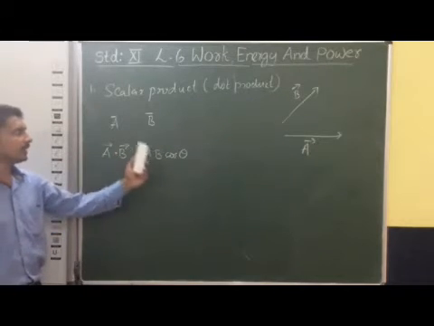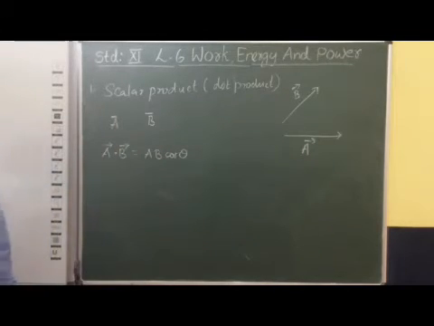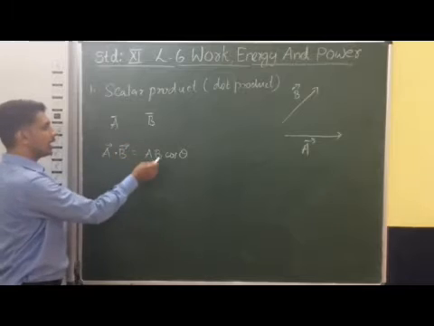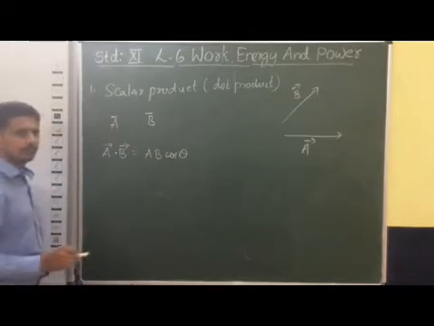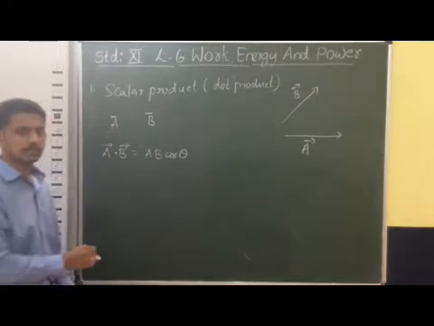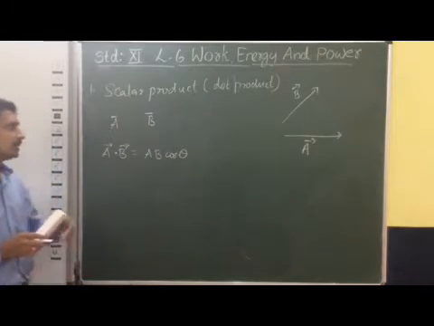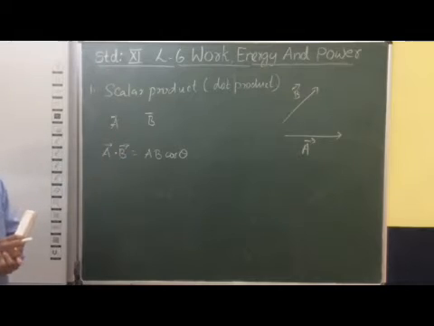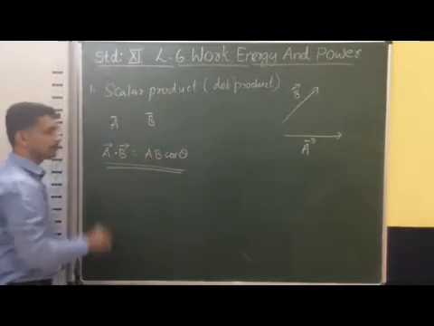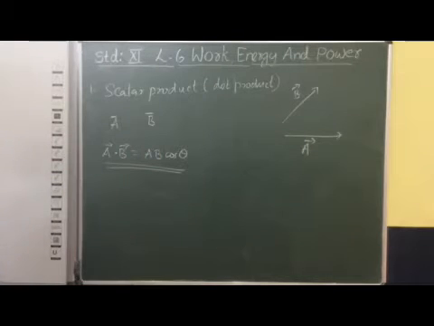This way we can find the scalar product or dot product between the two vectors, where A is the magnitude of vector A and B is the magnitude of vector B, and theta is the angle between the vectors A and B. This is the way we can consider the dot product or scalar product between two vectors.